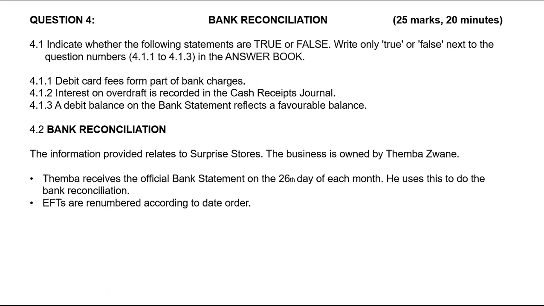Temba receives the official bank statement on the 26th day of each month. He uses this to prepare the bank reconciliation statement. EFTs are renumbered according to date order. Now, what does EFT stand for?